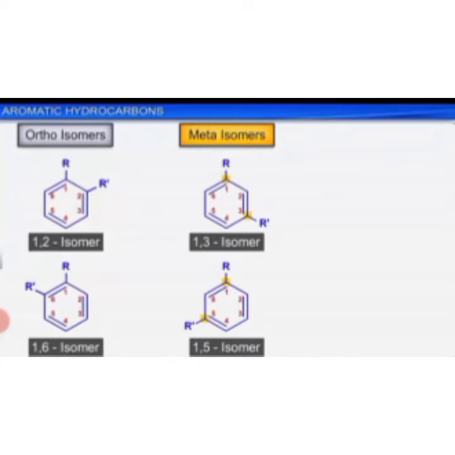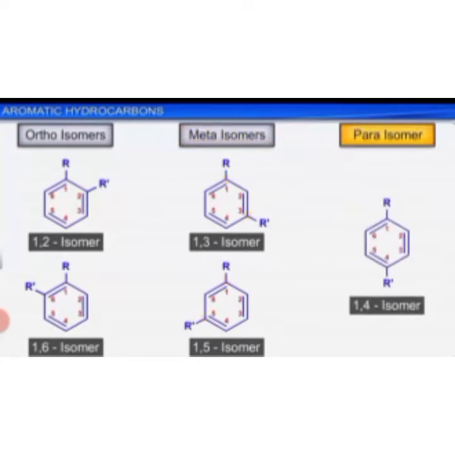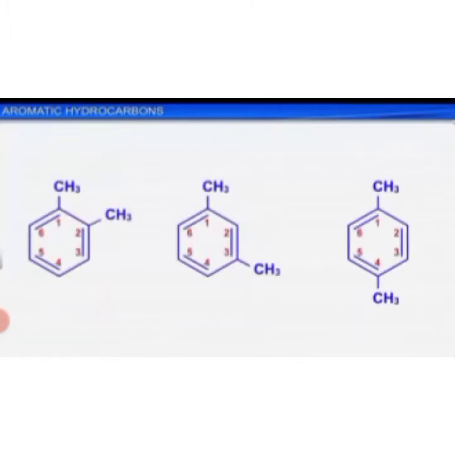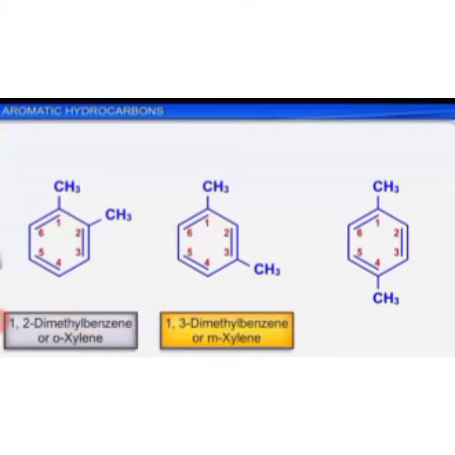Thus, the 3 position isomers of dimethylbenzene or xylene are 1,2-dimethylbenzene or orthoxylene, 1,3-dimethylbenzene or metaxylene, and 1,4-dimethylbenzene or paraxylene.